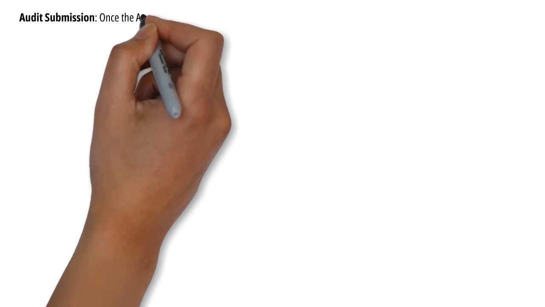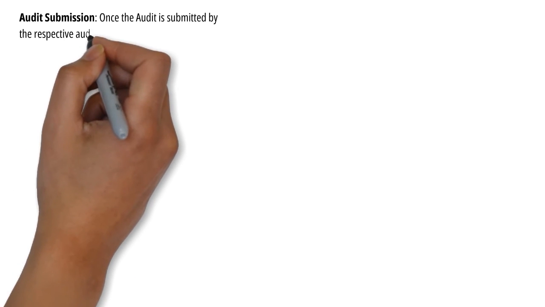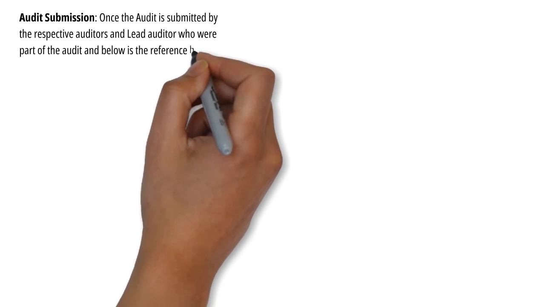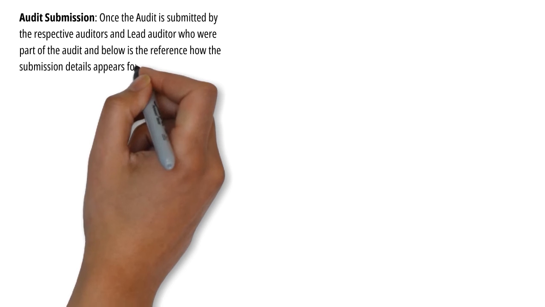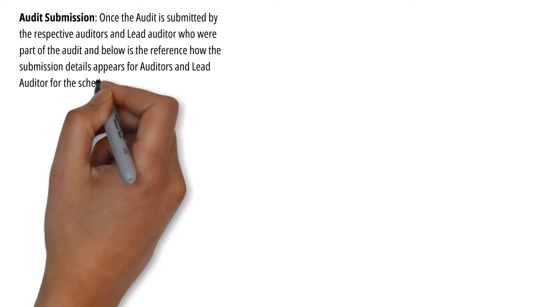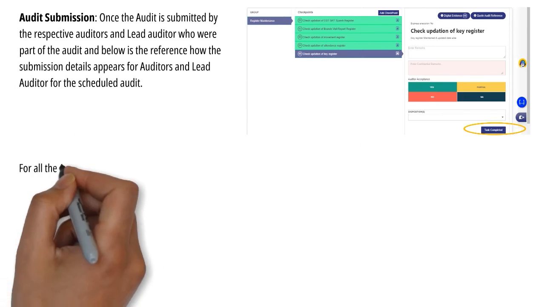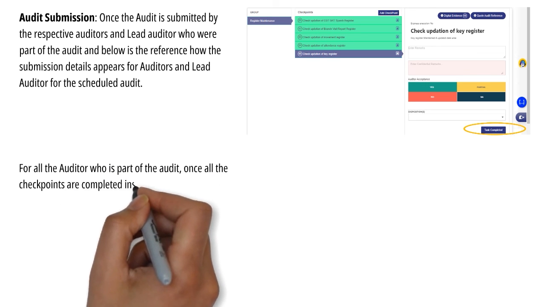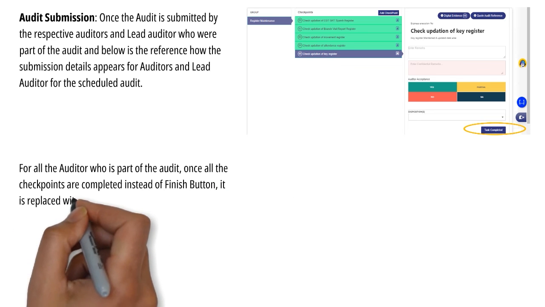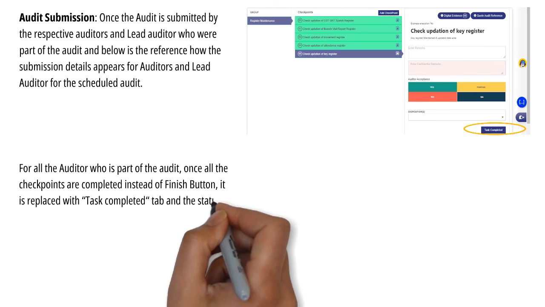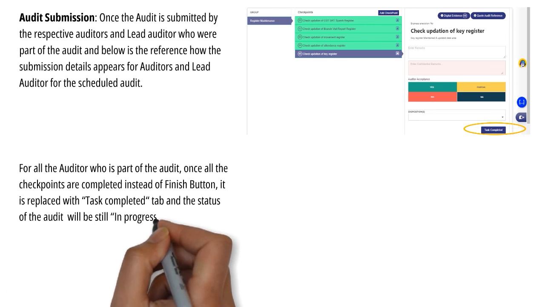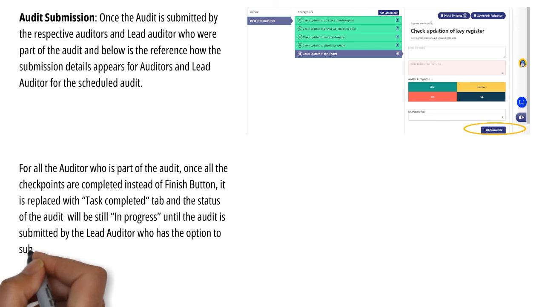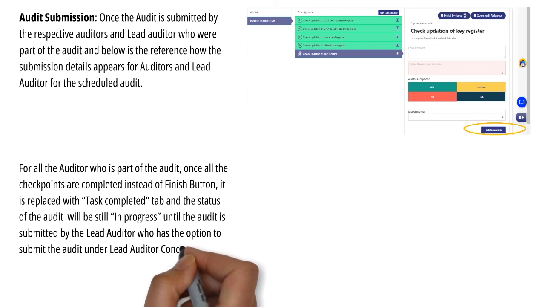Audit submission. Below is the reference for how the submission details appear for auditors and the lead auditor for the scheduled audit. For all the auditors who are part of the audit, once all the checkpoints are completed, instead of the Finish button, it is replaced with the Task Completed tab, and the status of the audit will still be in progress until the audit is submitted by the lead auditor, who has the option to submit the audit under the lead auditor concept.